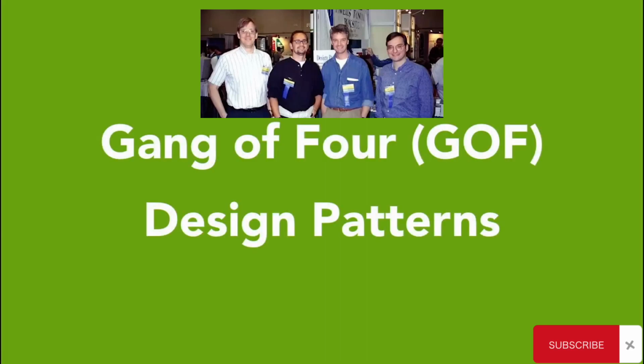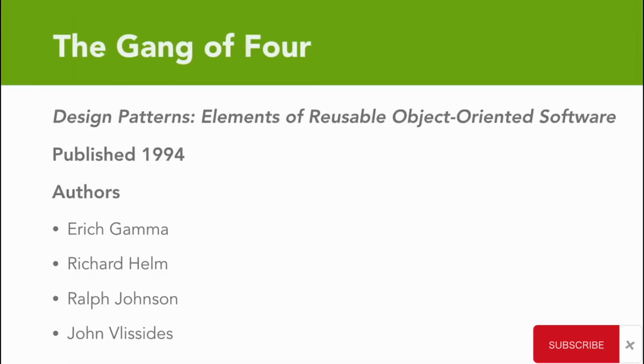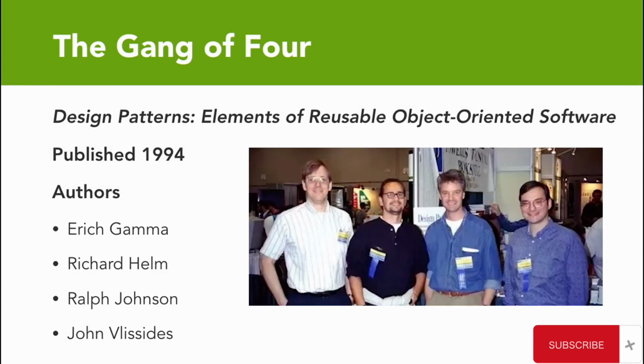Where did design patterns come from? Many attribute the origin of design patterns in computer science to the book Elements of Reusable Object-Oriented Software. This book was published in 1994. The book had 4 authors, and these authors are most commonly referred to as the Gang of Four.